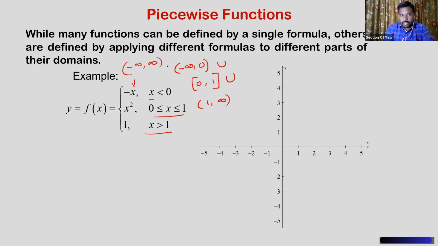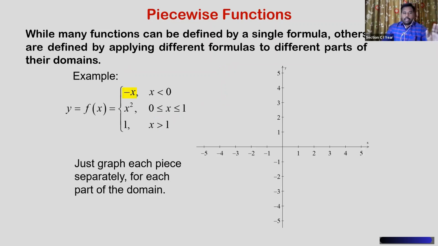In the first interval, it is behaving similar to minus x. In the second interval, it is behaving similar to x square. And in the third interval, it is simply a constant, right? So now, understanding all these things, let us try to draw the graph of this particular piecewise function. All right, let's see what happens here.